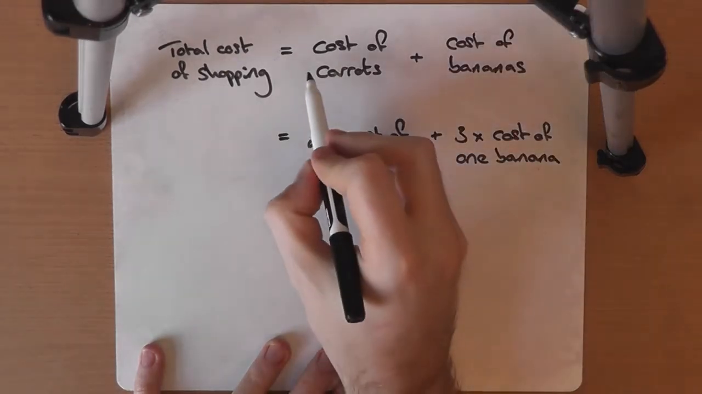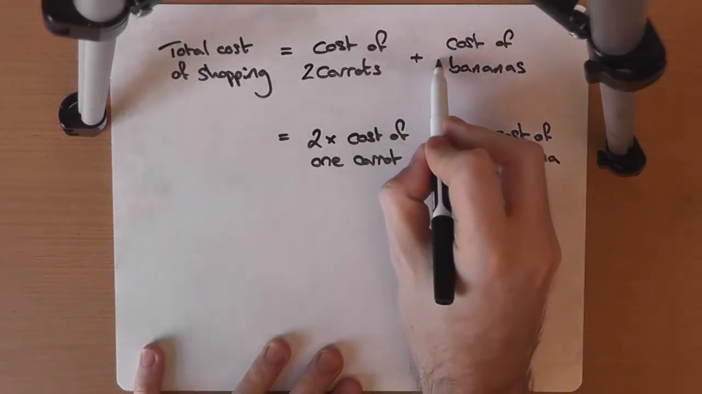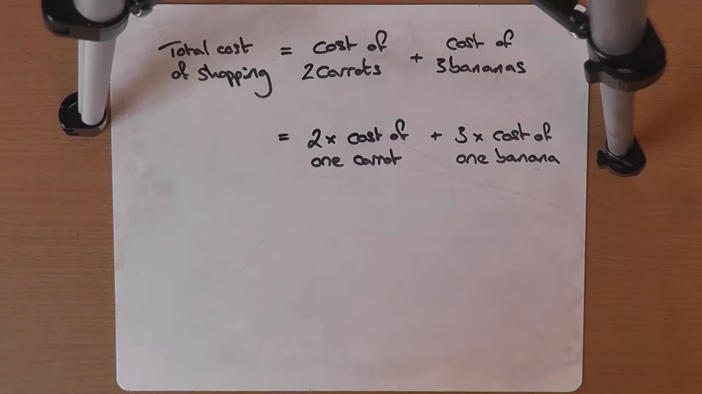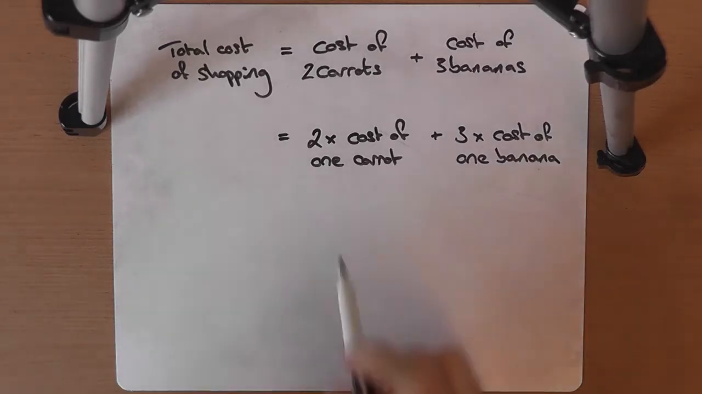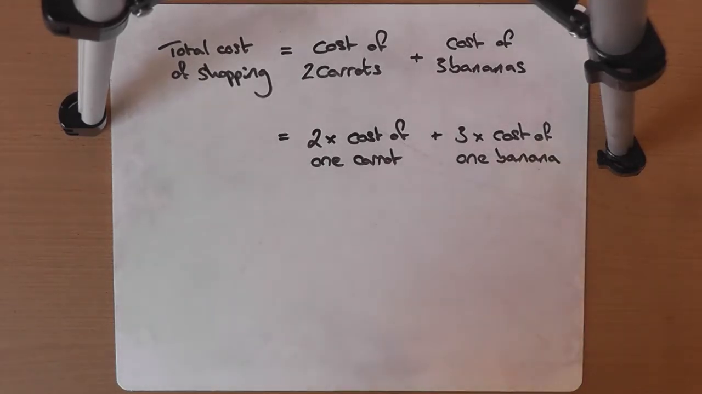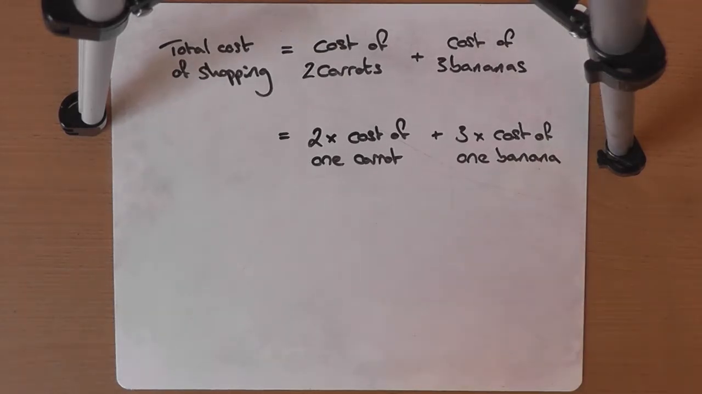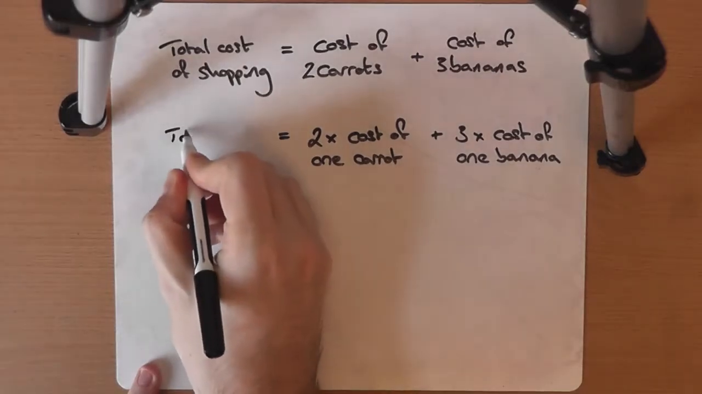Because when we say the cost of carrots, we mean really the cost of 2 carrots and the cost of 3 bananas, which could then be turned into 2 times the cost of 1 carrot plus 3 times the cost of 1 banana. Once we know those 2 numbers, or if we want to find one in the case of the cost of the carrot, after all, that is what we're looking for, we can work out the total cost of the shopping. And those 2 things are still equal to the total cost of the shopping.